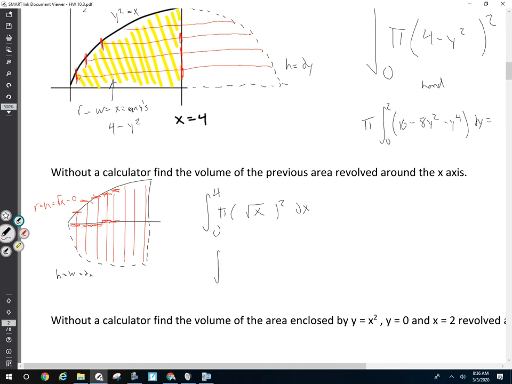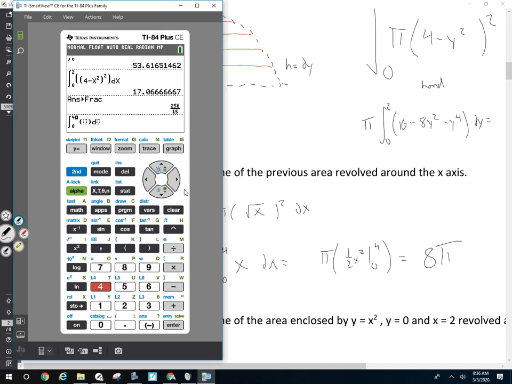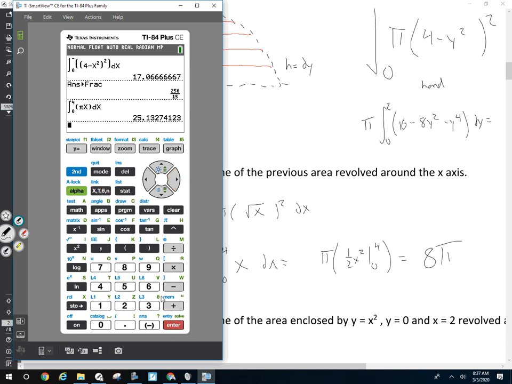You can do this easily without a calculator because root x squared is just x. Take the antiderivative. You get pi times 1/2 x squared from 0 to 4, which is 16 over 2, which is 8 pi. And just to confirm, the integral from 0 to 4 of pi times root x squared, it's just x. You get 8 pi.